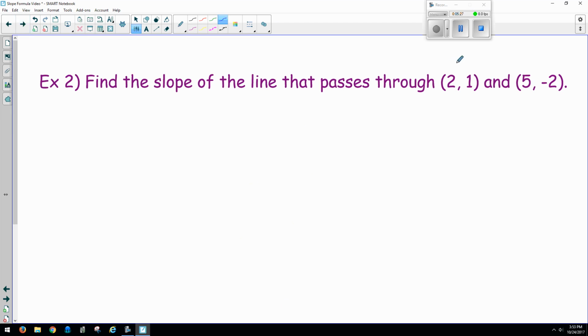Here's the next example. So this is x, this is y, this is x, this is y. I'm just going to use the formula for this one. Here's our first ordered pair. I'm going to put a 1 there and there. Here's our second ordered pair. I'm going to put a 2 on both. So here's our formula. This is the change in the y values. This is the change in the x values.